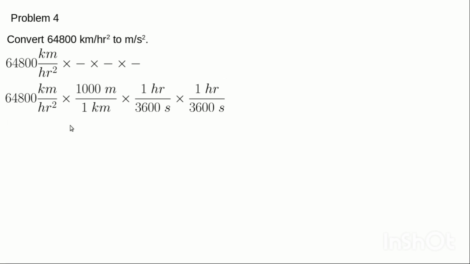So at this point, we can do our cancellation. Hour squared will cancel this one and this. Kilometer will cancel this. We are left with meter per second squared. So by the time we multiply this expression times this divided by this, we have this. And that gives us 5 meter per second squared.